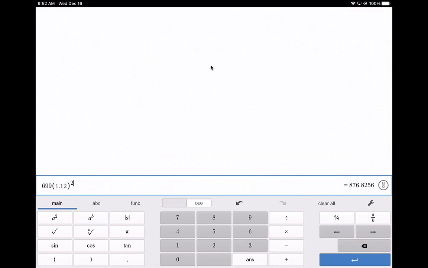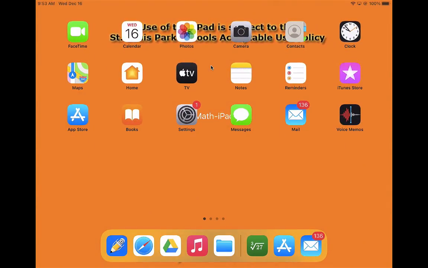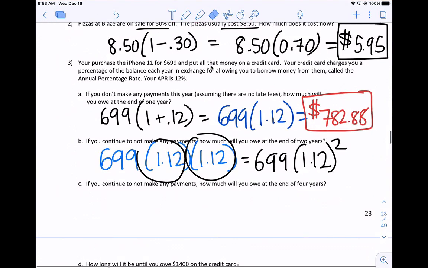We now owe the $876.83. So again, about $700 goes back to paying your phone, but the credit card company has made almost $200 off of you because you have not paid them back. All right, so $876.83. Let's write that down. So you owe the credit card company $876.83.